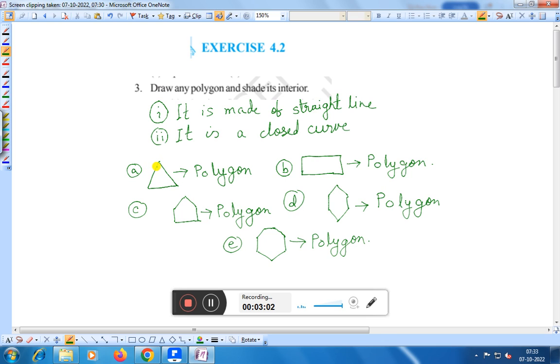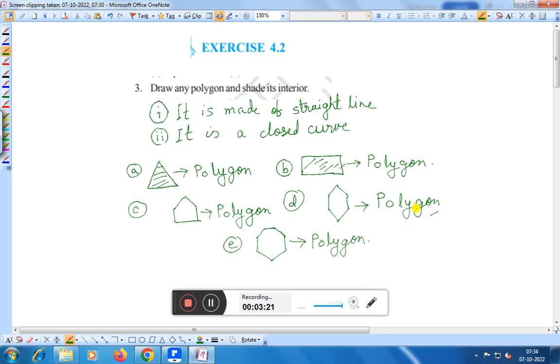And shade its interior. You have to shade the interior of the figure. You have to do it, right? In this case, you also shade this one. Interior you have to shade, right? In this way, you have to shade the interior of the different polygons, right?